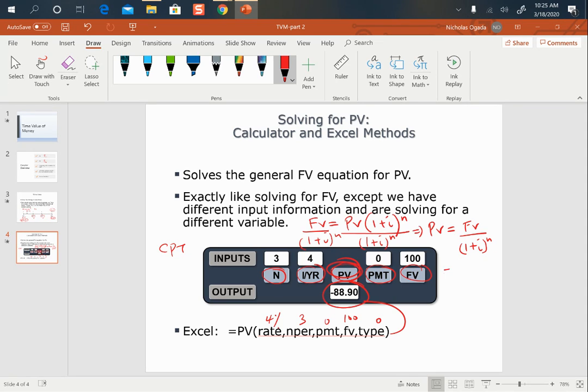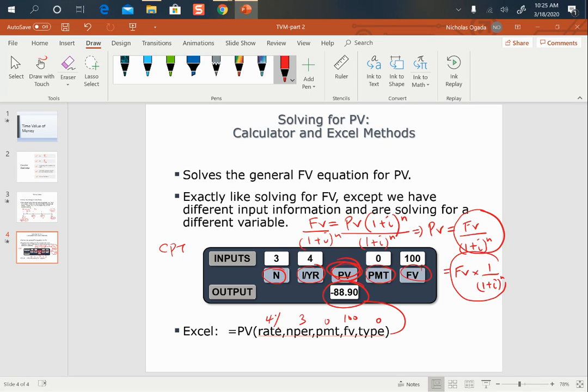This is the same thing as saying the present value is equal to the future value times the inverse, that is (1 plus I) raised to the power of negative n. That will be the same thing. So this expression is the same way of expressing it.